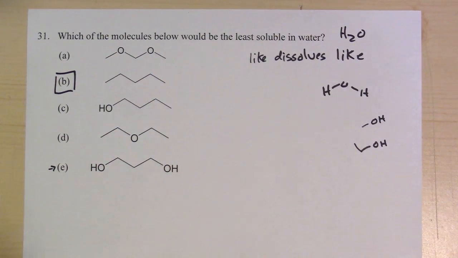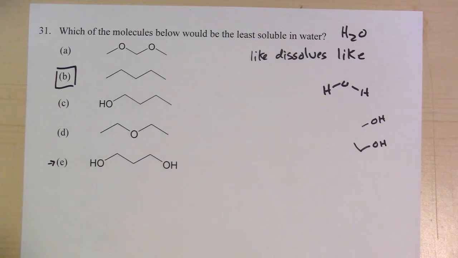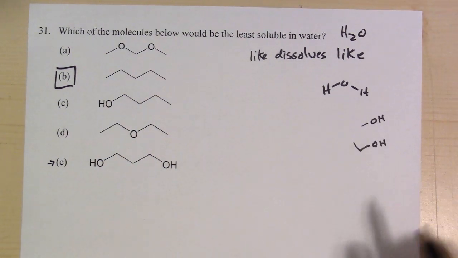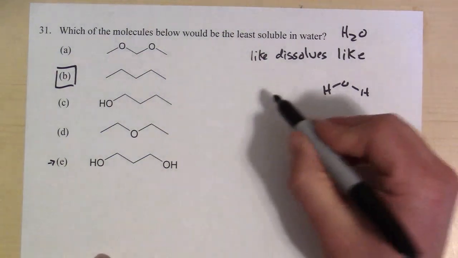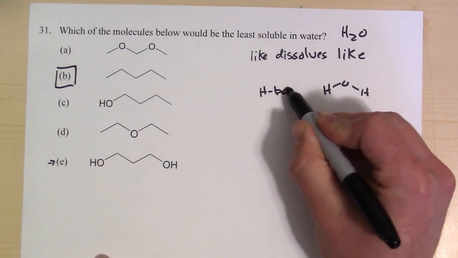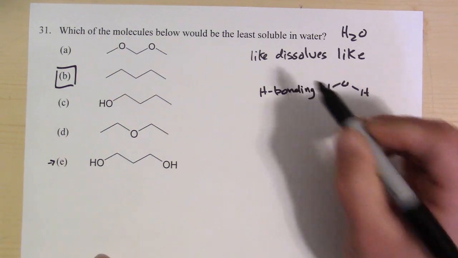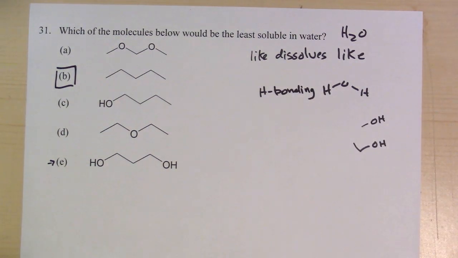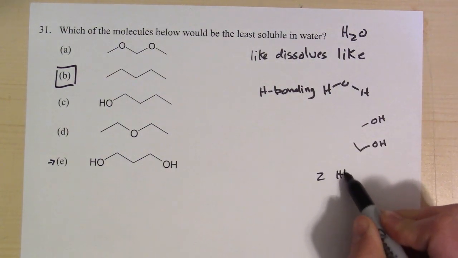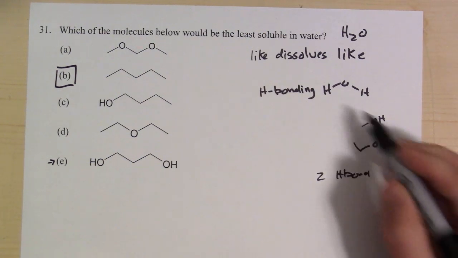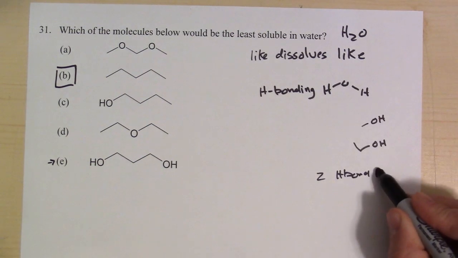E is going to be soluble in water. It also has 2 OH groups. We're looking for something that's going to be very nonpolar because water is a very polar molecule. It also is capable of hydrogen bonding, which is one of the stronger intermolecular forces. So it has 2 H bond donors, the OH bonds.